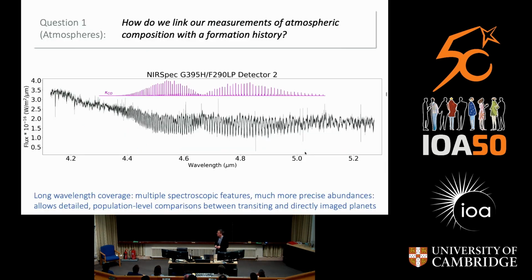So just zooming in on the spectra a little bit, this is the kind of quality of spectra that we're getting from exoplanets. These are direct spectra. The CO band head opacity is there shown in pink. And so this long wavelength coverage, allowing us to sample multiple spectroscopic features, will give us much more precise abundances. And this is really going to allow a detailed comparison between transiting and directly imaged planets.